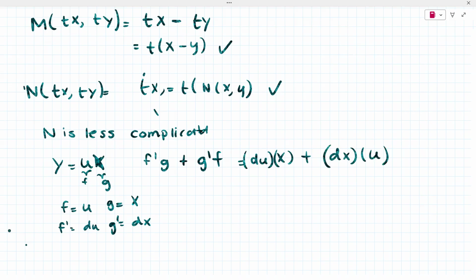Okay. So you get, if you simplify it, you could put this in front. It would be U dx plus X du.